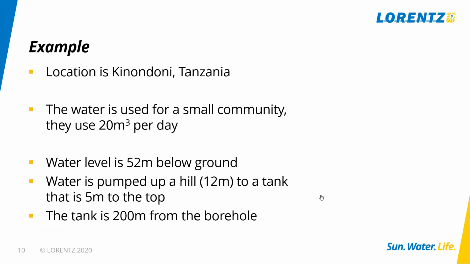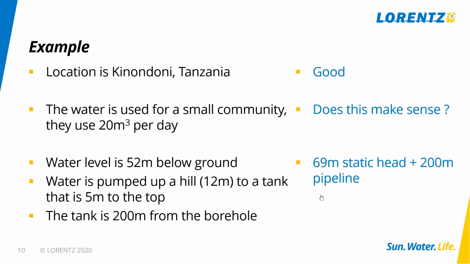So we've got a location in Tanzania. The customer's very clear here, it's a small community and they want 20 cubic meters per day. The pumping level is 52 meters below ground. So we know that the water level, actually this is already the dynamic or pumping level, so 52 meters below the ground. We're going to pump water up a hill 12 meters to a tank, and the tank is 5 meters to the top. And our tank then is going to be 200 meters away from the borehole. So we've got some good information, I think, here.